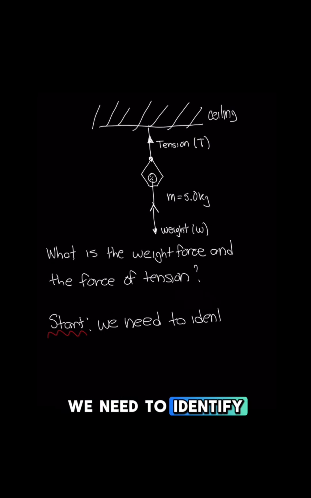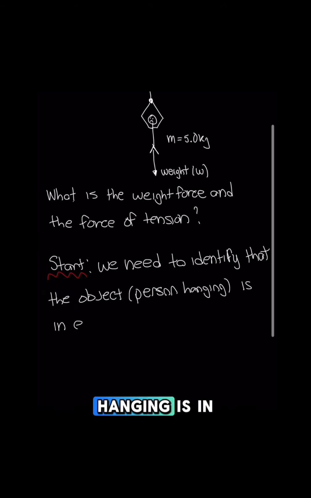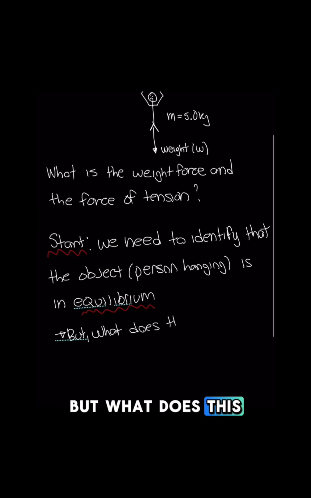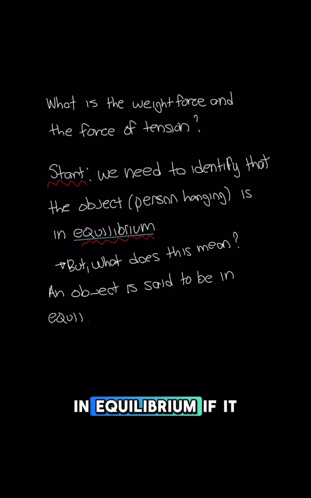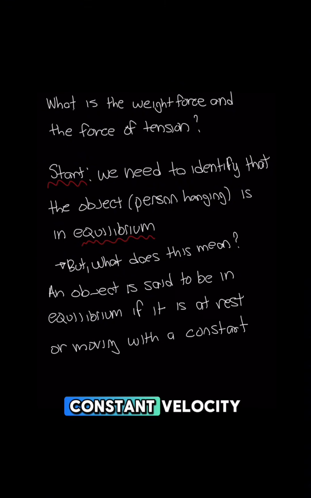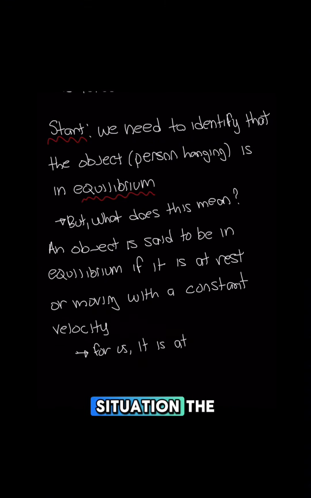So to start, we need to identify that the object, which is the person hanging, is in equilibrium. But what does this mean? An object is said to be in equilibrium if it is at rest or moving with a constant velocity. So for our situation, the guy's at rest.